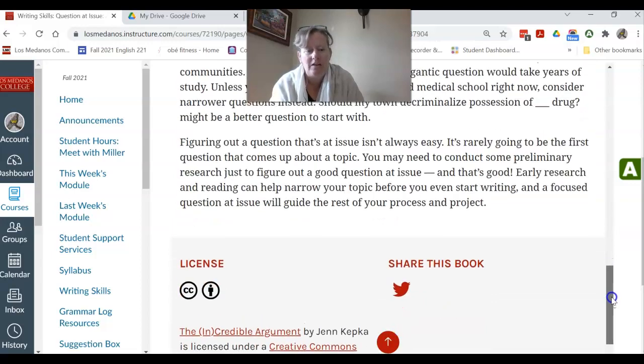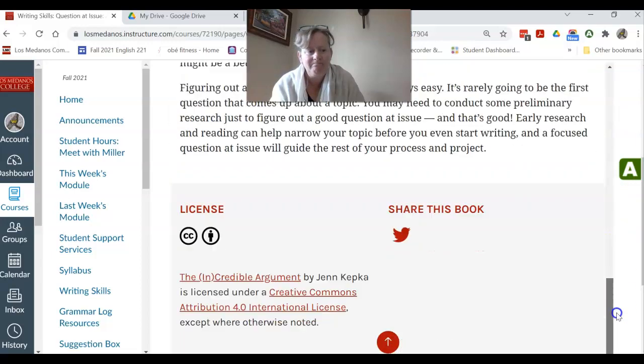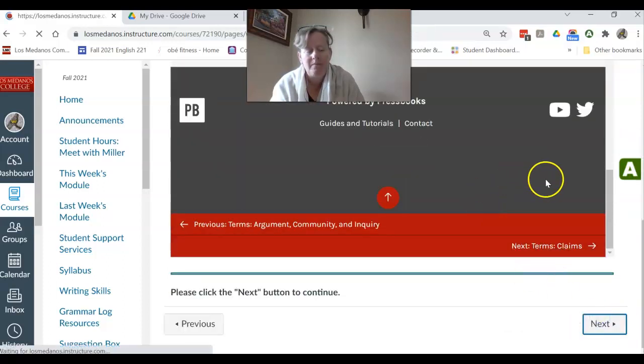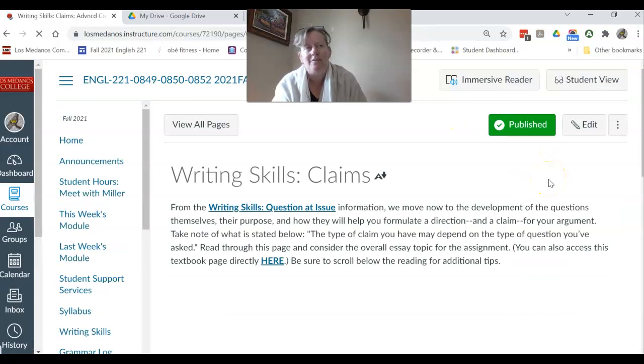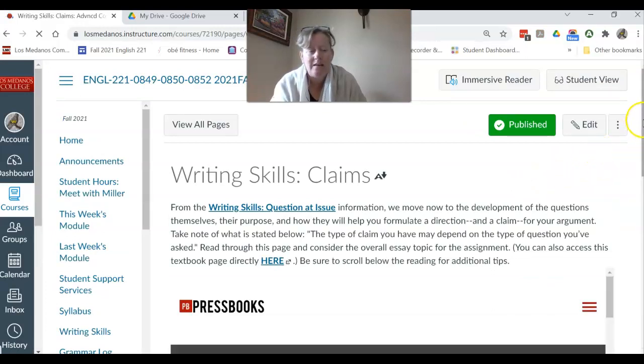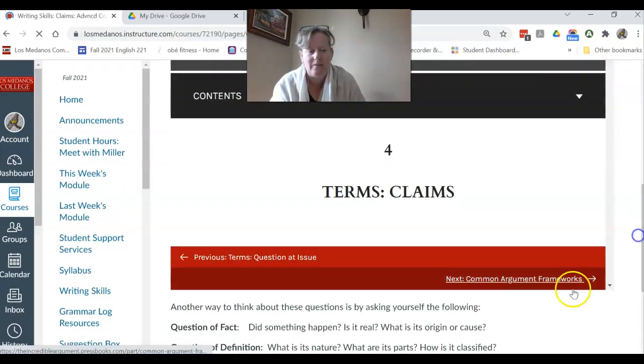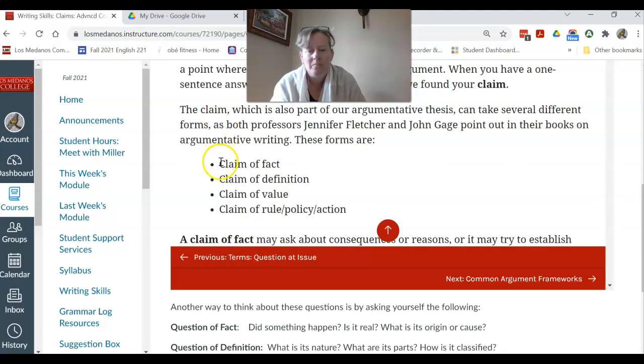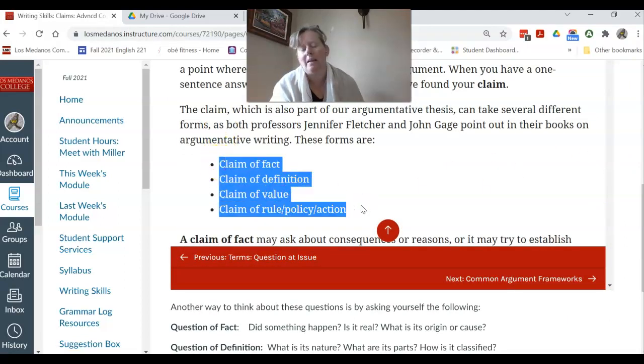So the best examples are actually on the next page. Let me scroll into the next page here. The questions at issue page gives you an overview of what that even means. The claims page is where those pieces of the puzzle get put together. So these are the 4 types of claims that we are going to be working with: the claim of fact, claim of definition, claim of value, or the claim of rule, which is policy.